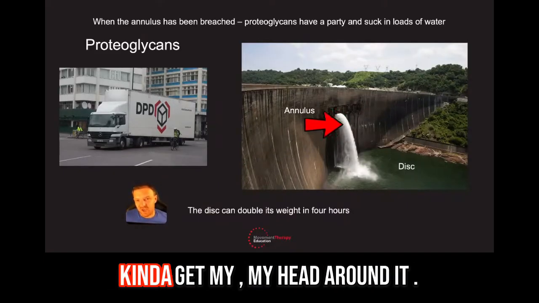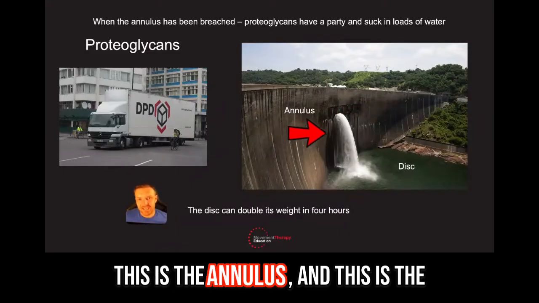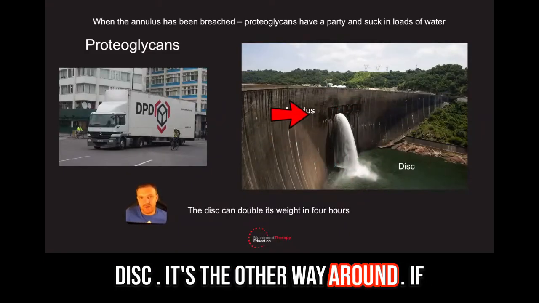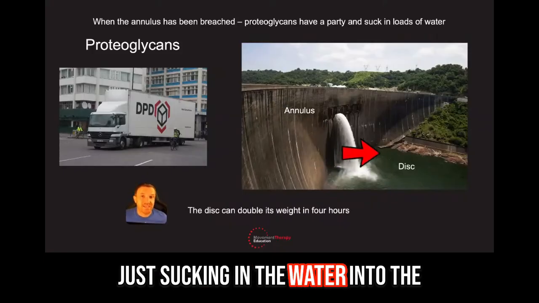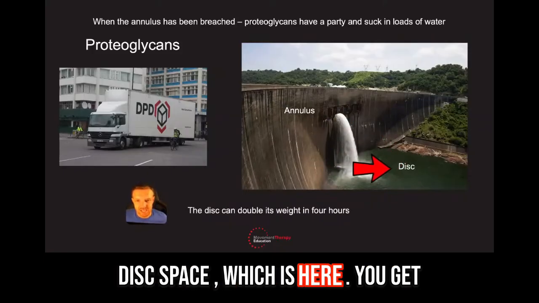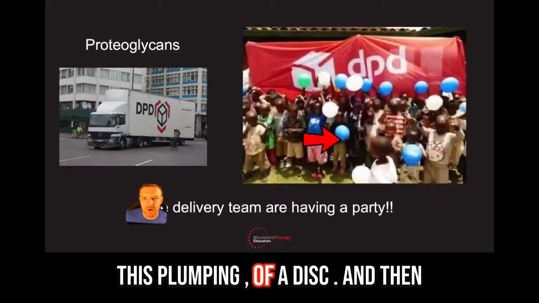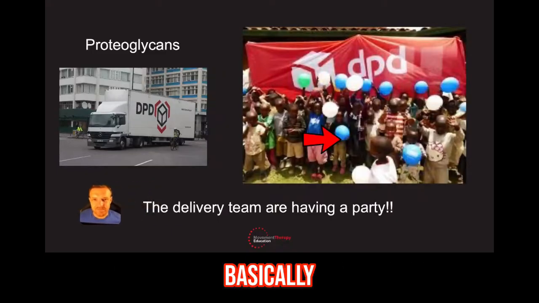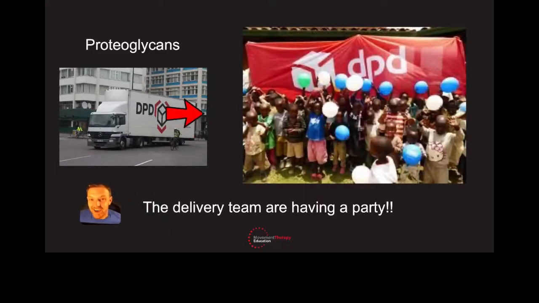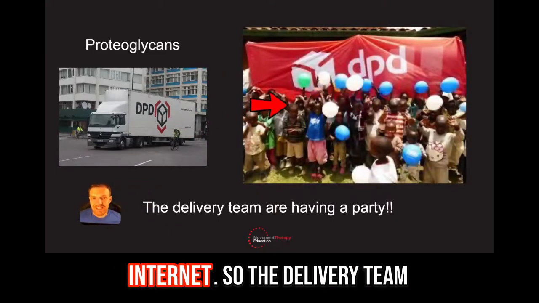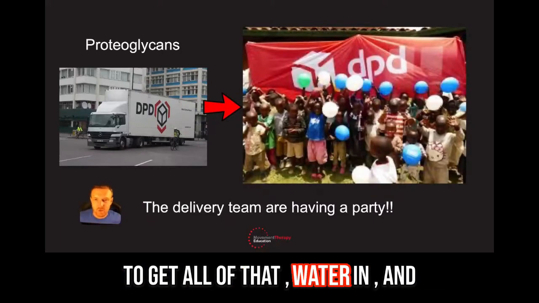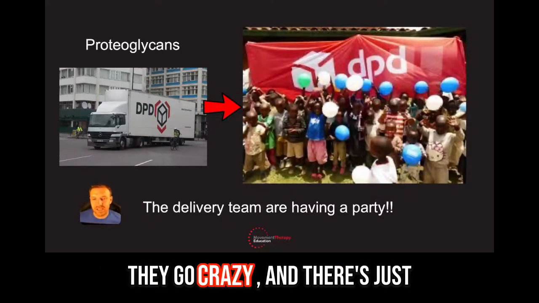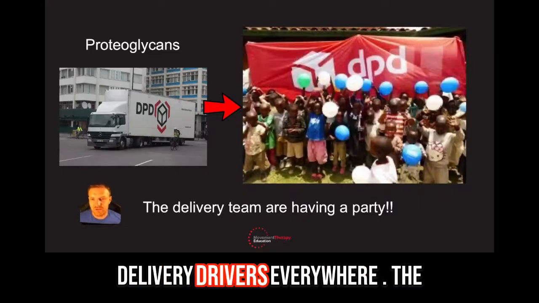This was the only way I could kind of get my head around it. This is the annulus and this is the disc. So it's the other way around. If you imagine the proteoglycans just sucking the water into the disc space, which is here, you get this plumping of a disc. And then basically, I managed to find this on the internet. So the delivery team basically have a party. They're able to get all of that water in and they go crazy, and there's just delivery drivers everywhere.